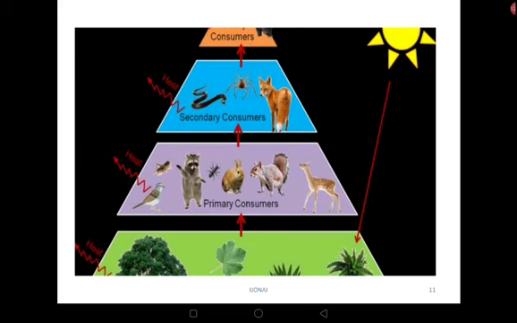So I want you to look at your compound at home and establish these organisms. Do you have them in the compound at home? Can you identify which ones are primary producers in your compound? Can you identify primary consumers, secondary consumers, and tertiary consumers? That is the assignment for you.